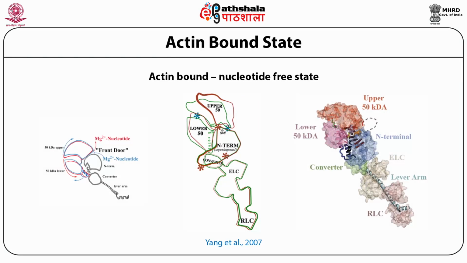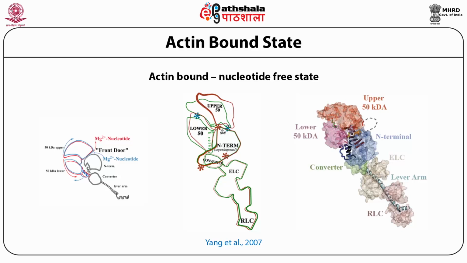Here I am showing you the structure of scallop where it looks like an actin bound state. When the nucleotide is removed, which was earlier determined as a near rigor state, in this structure the cleft between the upper 50 kilodalton domain and lower 50 kilodalton domain is closed, and the nucleotide binding path, the front door between the N-terminal domain and upper 50 kilodalton domain, is more open. So this clearly shows the actin bound state or rigor state.